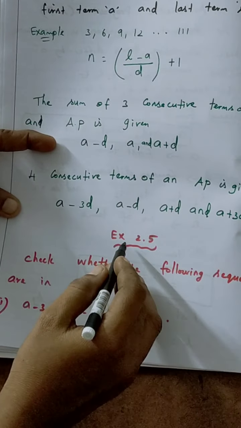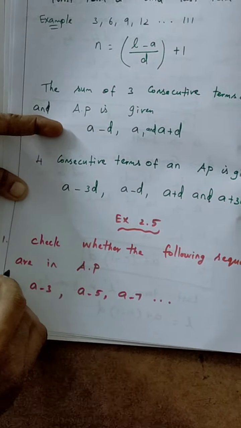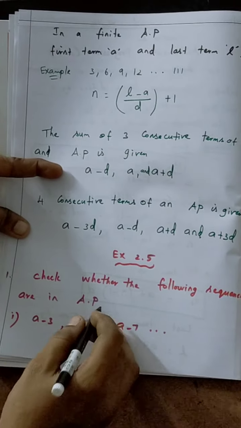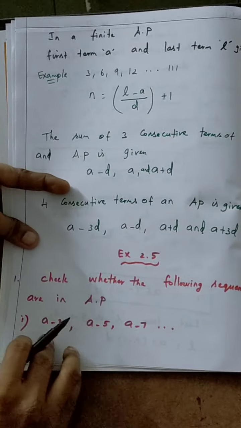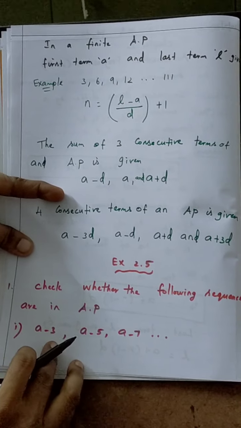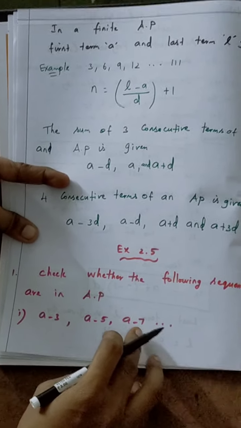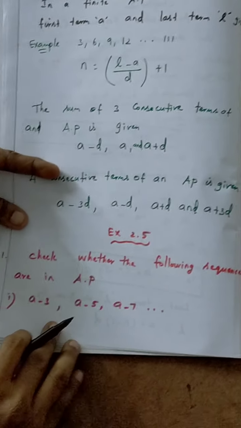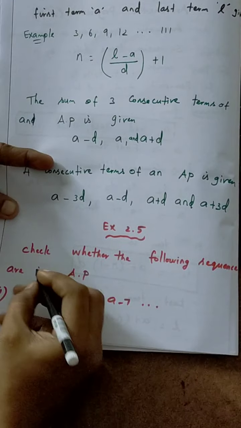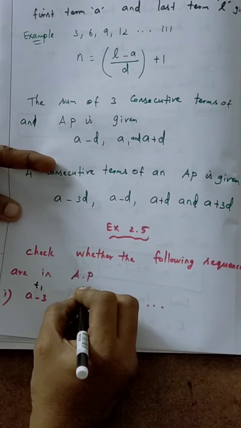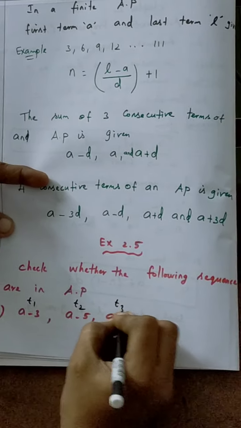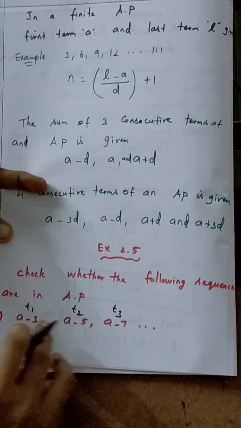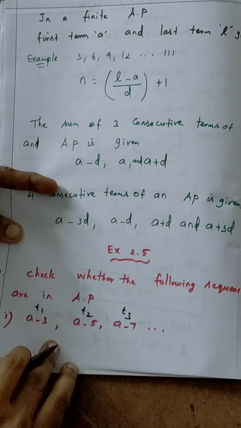Okay, next is Exercise 2.5, the first question. Check whether the following sequences are in AP. The sequence given is a minus 3, a minus 5, a minus 7, and so on. First of all, mention the terms: the first term is T1, the second term is T2, the third term is T3. We check whether the given sequence is in AP or not.